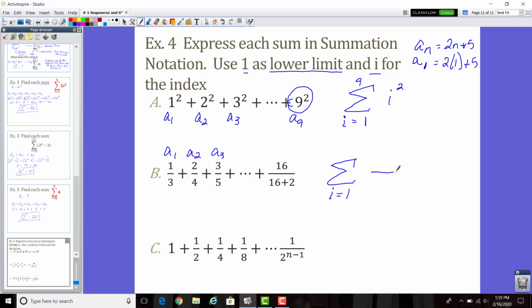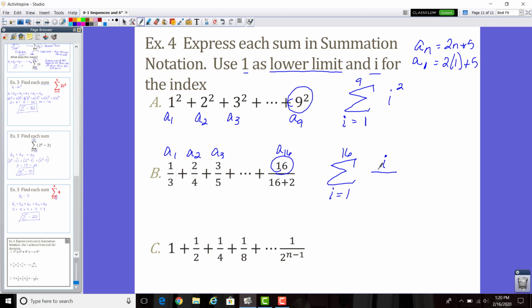I hope we can all agree that my general term expression has to be a fraction, since these are all fractions. And if we notice that my first term has a numerator of 1, my second term has a numerator of 2, and my third term has a numerator of 3, that means my general term had a numerator of i, because that i changed to a 1 to match the first term. i changed to a 2 to match my second term, and so on and so forth. Since the numerator of this one is a 16, that has to be the 16th term. So my upper limit is 16.